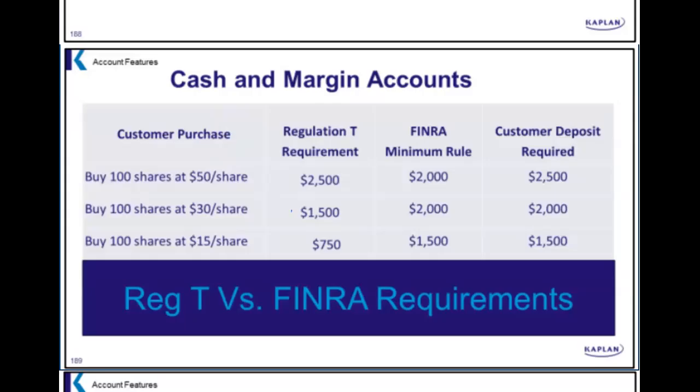Here we have buying 100 shares at $15 a share. That is 1,500. The Reg T requirement is $750, which does not meet that FINRA minimum of $2,000. Therefore, in this case, FINRA would require the entire amount to be deposited. Let's take a look at a few more examples.